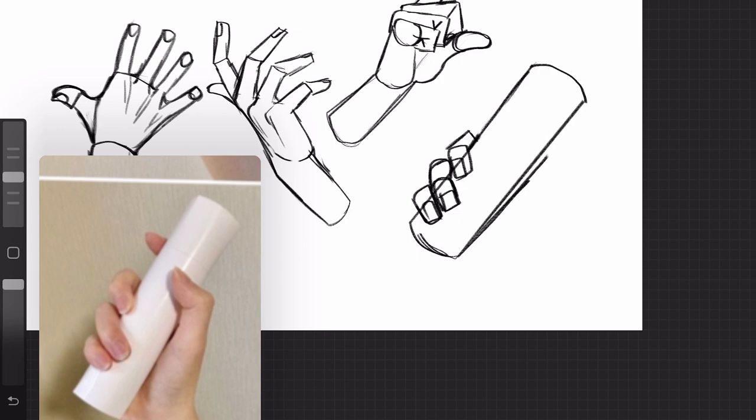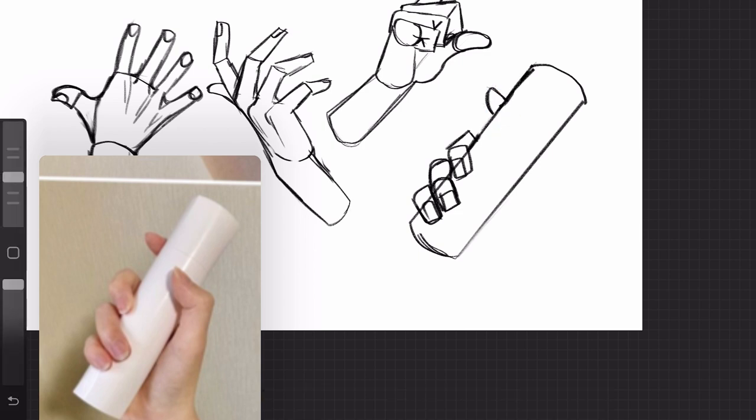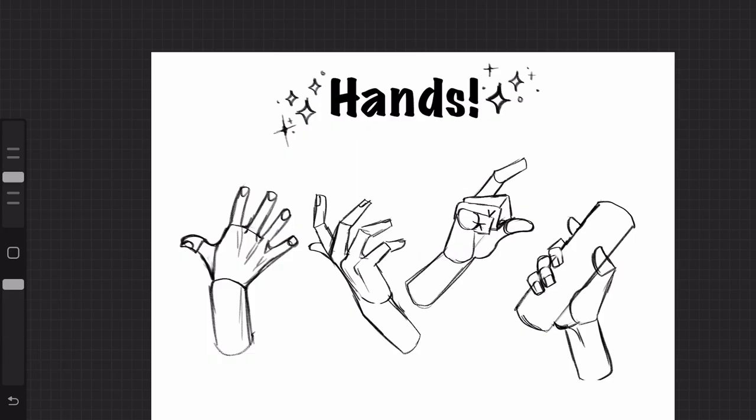Always remember to simplify your shapes once again, especially with harder poses like this. Always simple shapes. Remember to look back at your reference and don't be afraid to futz with the hand sketch or the sketch in general either. That's just a big rule all across of doing art. That's really how I draw hands.